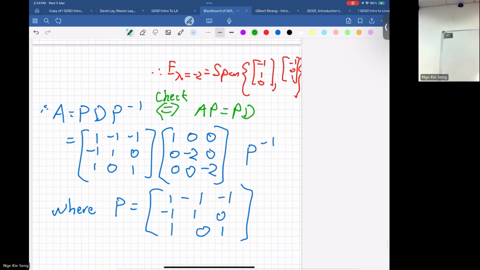I mean, you can find P inverse, but it takes a lot of time. If 2 by 2 it's still okay, but 3 by 3, then you need the determinant and adjoint matrix. But that will be in your quiz. So I'm sure you learned.